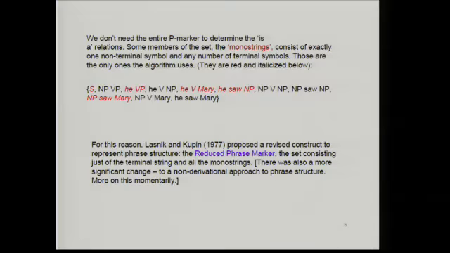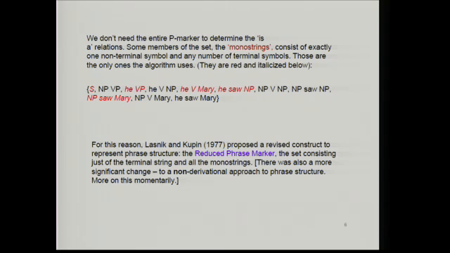Now, it's interesting to note that we don't need the entire P marker to determine the ISA relations. Some members of the set, call them monostrings, consist of exactly one non-terminal symbol and any number of terminal symbols. Those are the only ones the comparison algorithm actually uses. They're in red and italicized below. So in the whole phrase marker, all the lines occurring in any of the derivations, we find the monostrings, which are S, he VP, he V Mary, he saw NP, NP saw Mary. And those are the ones you use in that comparison algorithm to deduce ISA relations.